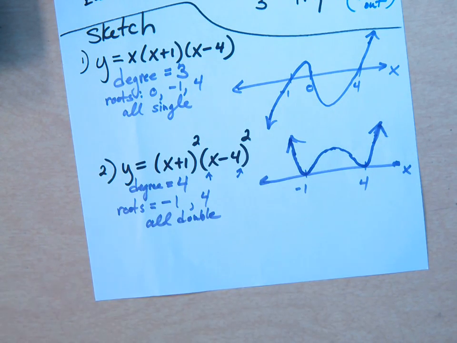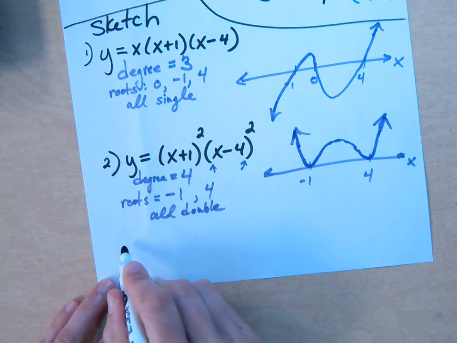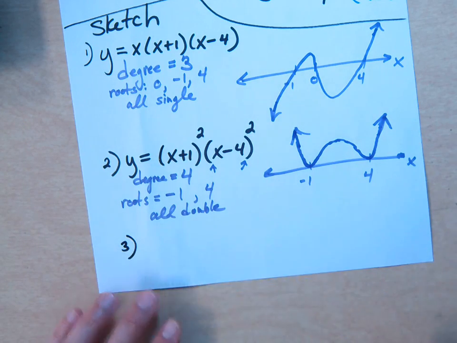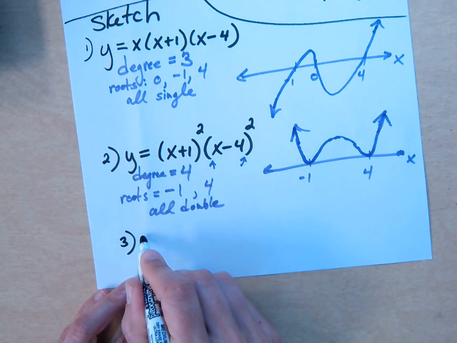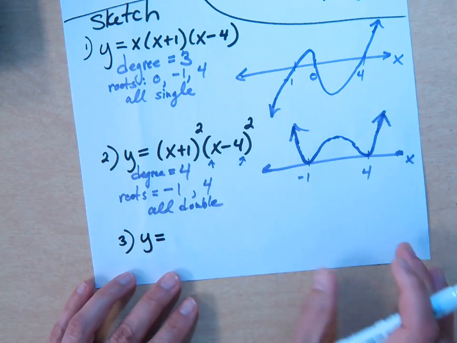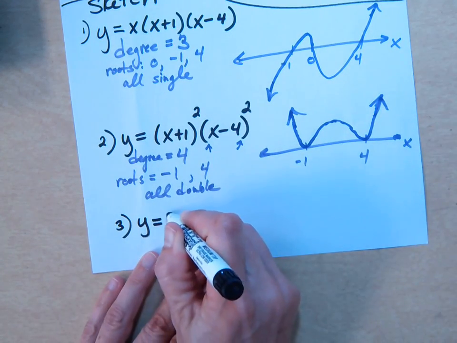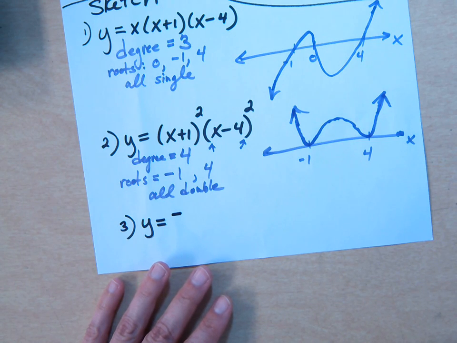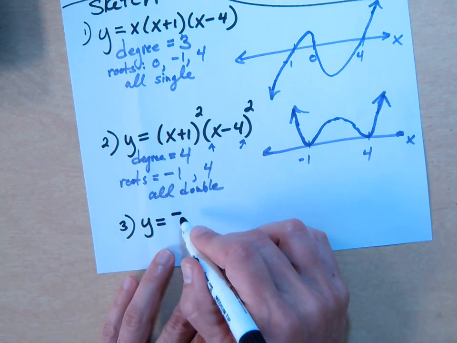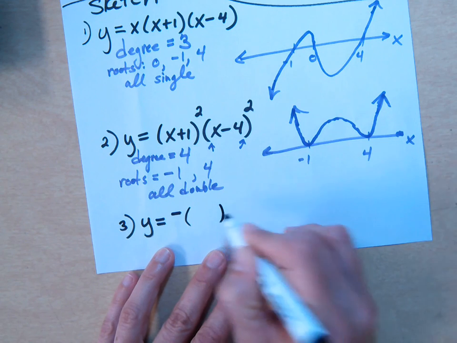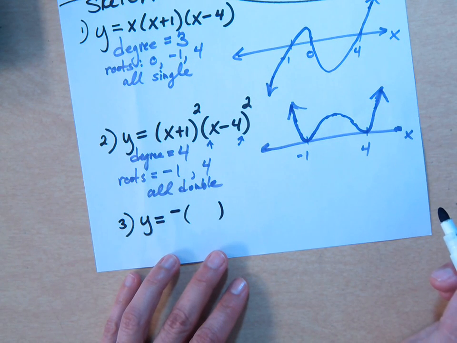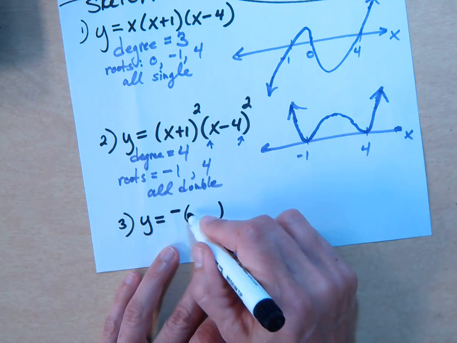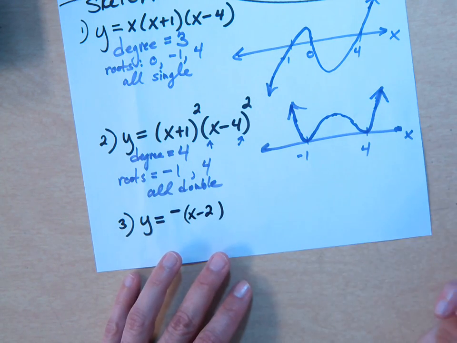So let's try one more with the triple. We'll do one with everything in it, and let's make it up together. I'm going to insist that we put a negative in front, because that's different than we've done before. But what do you want? Let's do a single root. So give me the factor. Anything you want. 2. You want the root to be 2, so we'll do x minus 2 for our single root.